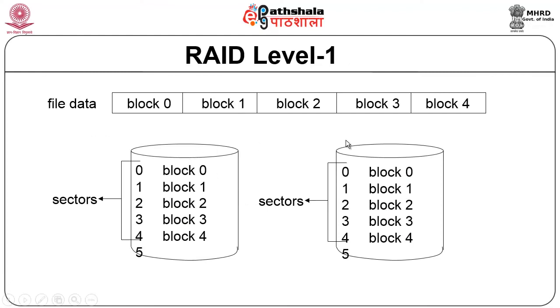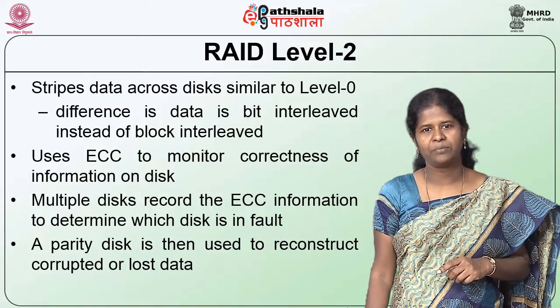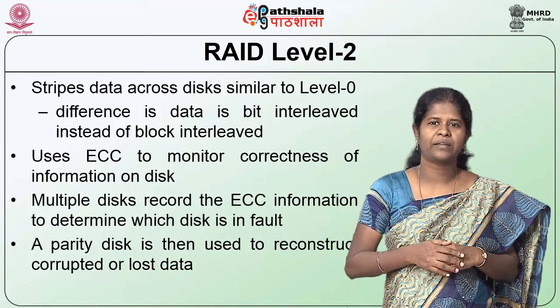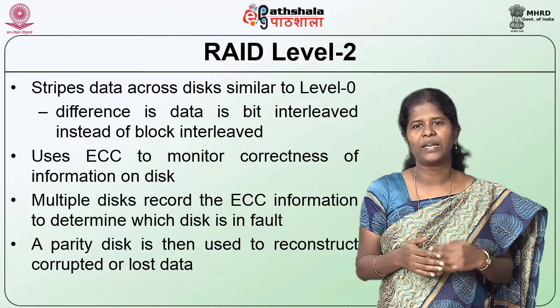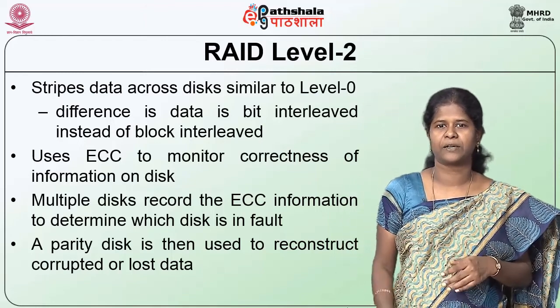This can be seen in this diagram. Here block 0 till block 4 is kept in the first disk as well as in the second disk. So, a redundant copy is maintained. There is no striping here, only redundancy is maintained. Now, next is RAID level 2. It will stripe the data similar to level 0, but instead of doing block level interleaving, bit level interleaving is done. So, bit striping is done here.